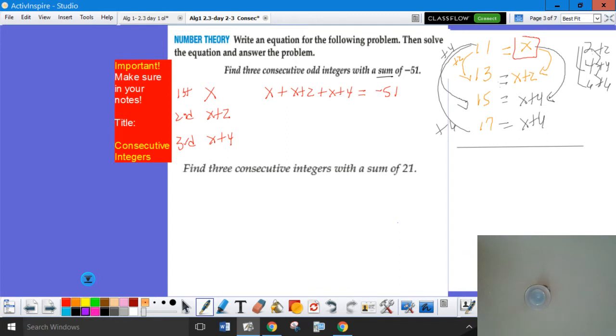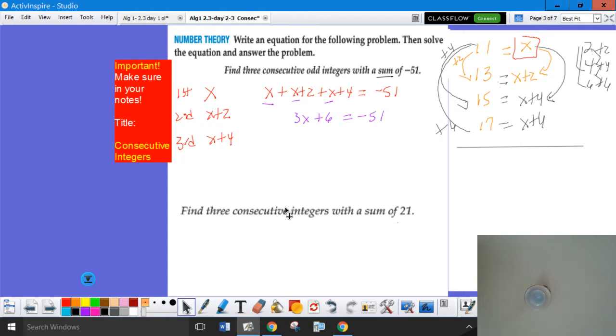So now looking at this, I can see a couple different things here. There are lots of terms on the left, and I want to combine like terms. So I have 3 x's and a 6, and that's a negative 51. Solving this, if I subtract my 6, I have negative 57. And if I divide that by 3, negative 57 divided by 3 is negative 19.